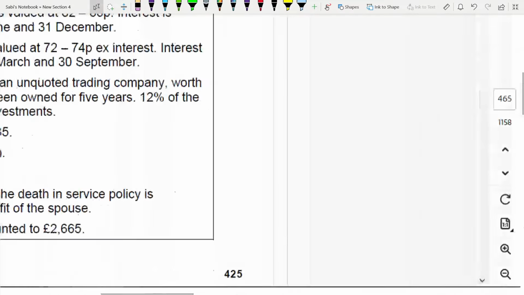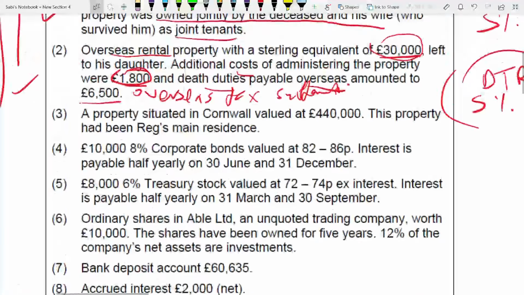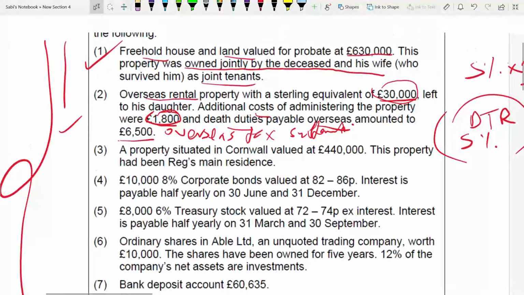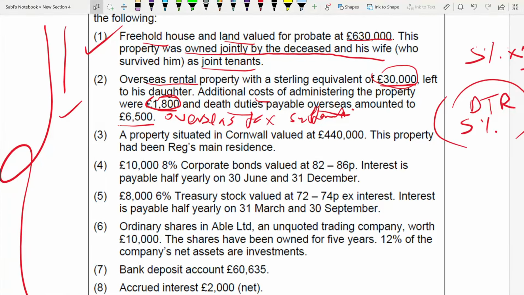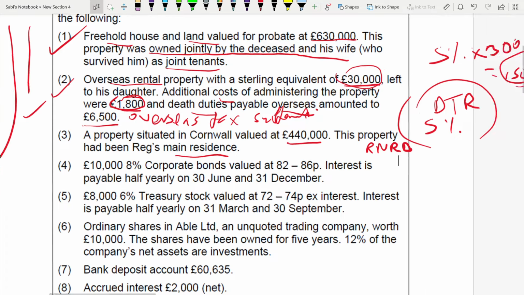Done. So it's very easy. It's not at all difficult, provided you know all these rules. These rules you have studied in previous lectures also and some in the current lecture. So 1 is done, 2 is done. Third, property situated in Cornwall valued at 440. This property has been main residence, because main residence nil rate band will be available later on when we do the IHT liability. So 440, nothing to do with it.